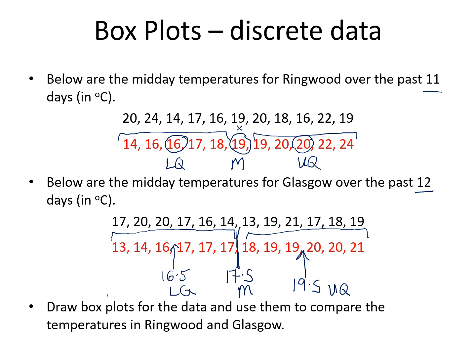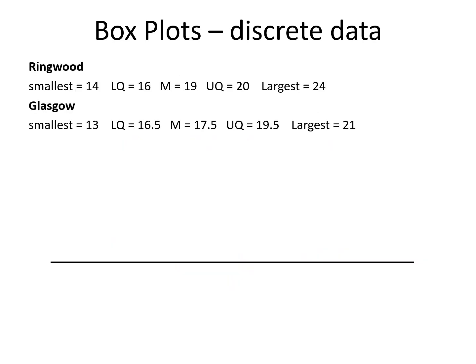Now what we're going to do then, it says draw box plots for both of them and use them to compare the temperatures in Ringwood and Glasgow. So on to the next page, I've got all of our values summarised here. You will already have those written down. Now we don't already have a cumulative frequency graph, so I'm going to need to draw a scale on which to plot my box plots against.